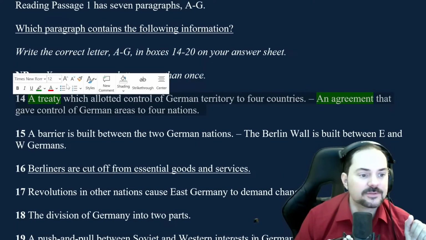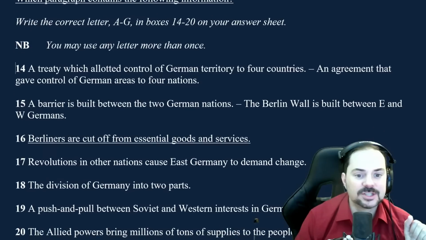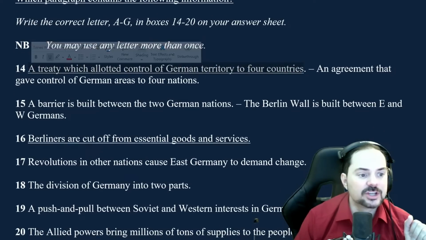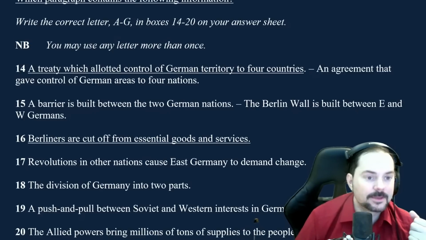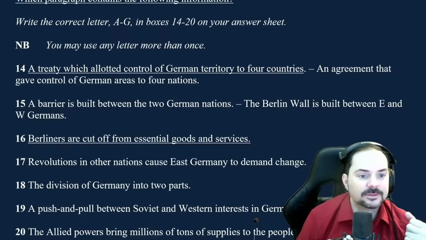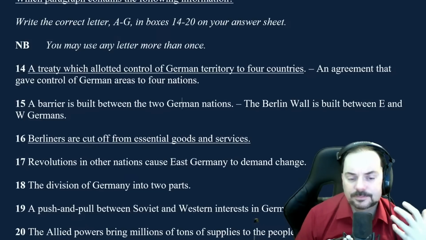Okay, let's go to this first question here in the question set. Could you read the question instructions and question 14? You don't need to read the paraphrase, just the question that I underlined. Write the correct letter A to G in boxes 14 to 20 on your answer sheet. A treaty which allotted control of German territory to 4 countries. Okay, good.